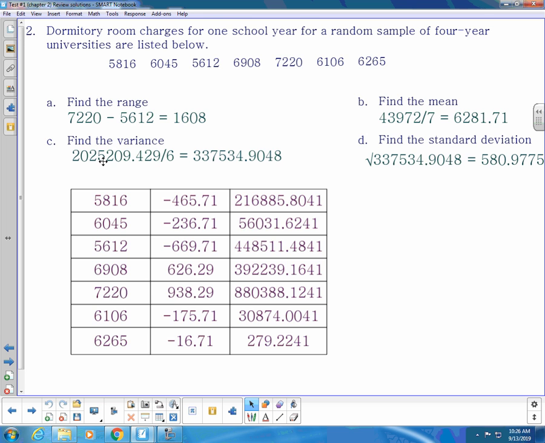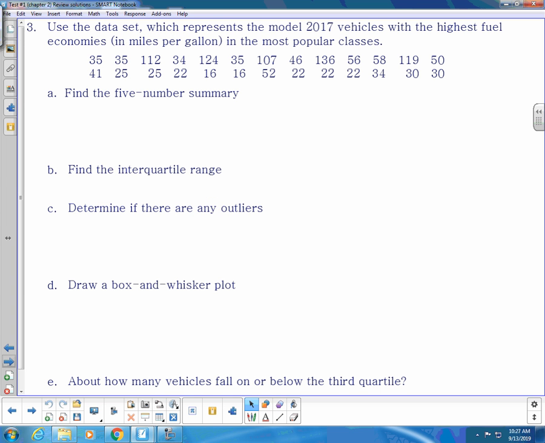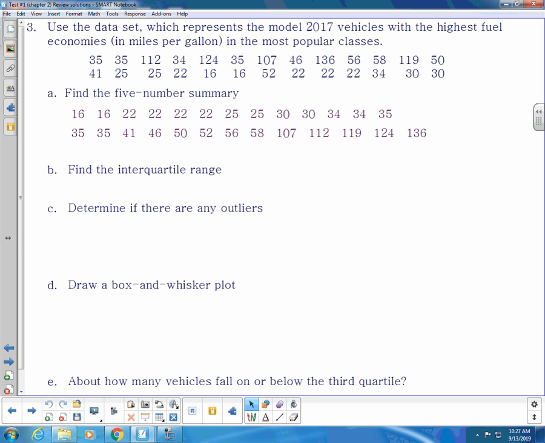Okay? All right. Number 3, we are doing the 5-number summary. So I need to see that you rewrote it in order. For the 5-number summary, you're going to find the median first. There are 26, I think, numbers in this set. So you have 13 on either side. 1, 2, 3, 4, 5, 6, 7, 8, 9, 10, 11, 12, 13. And 13. We have 2 35s, so the average of 35 plus 35 is still 35. So your median is 35.